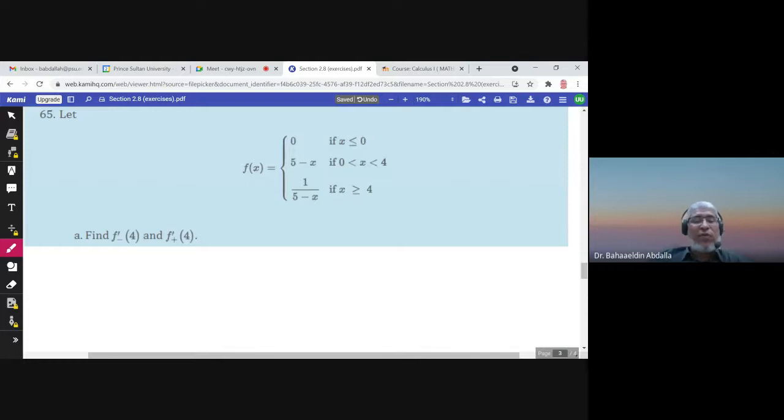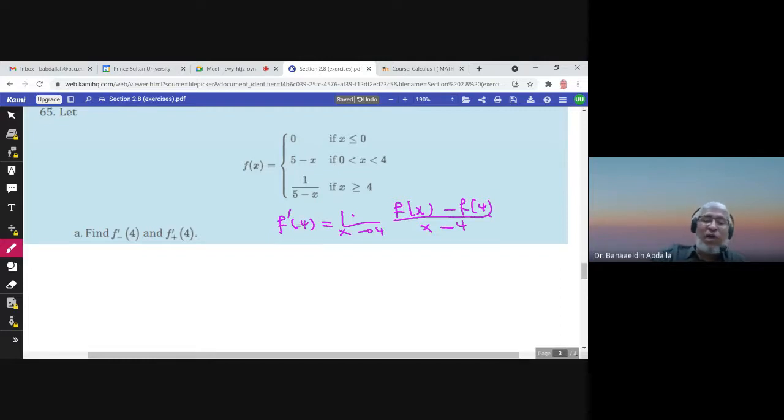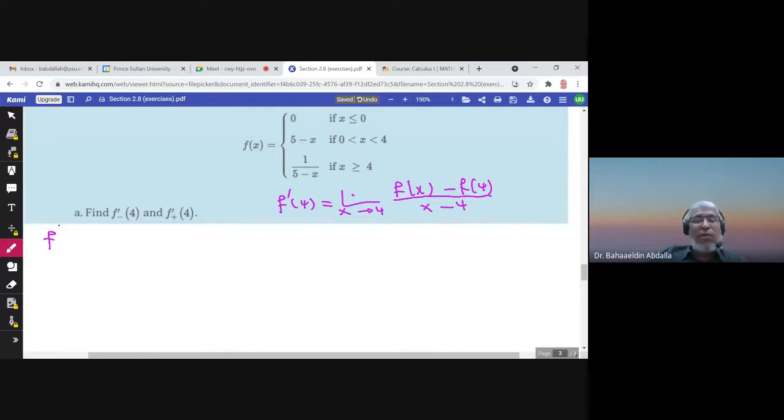Well, here find f prime of 4 from the left. The definition of f prime of 4 can be written using 2 definitions, if you remember. I will use this definition. It is the limit when x approaches a, or 4 here, of f of x minus f of a, or 4, over x minus 4. So this is f prime of 4. F prime of 4 from the left would be the same limit, but we approach 4 from the left.